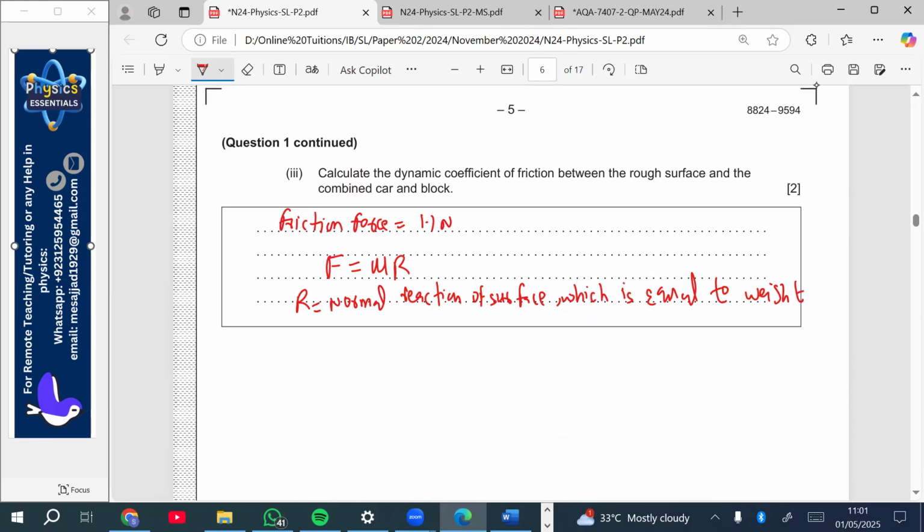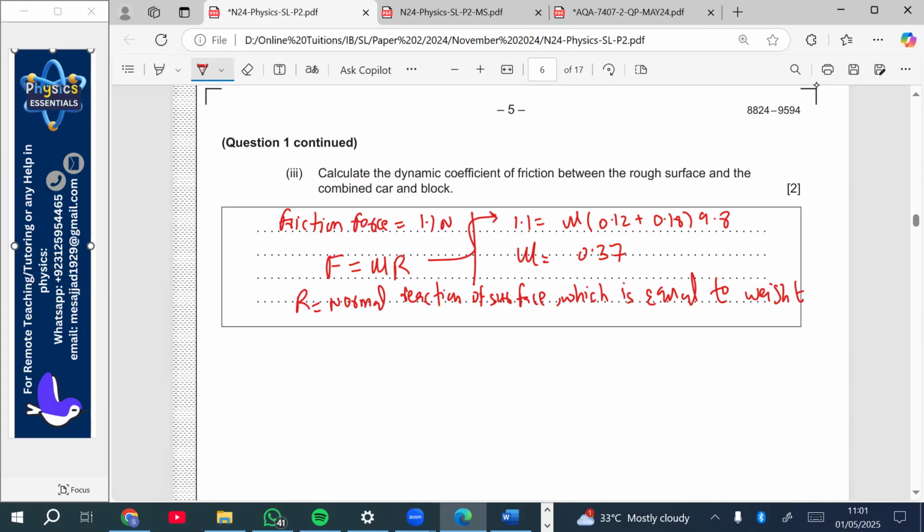And what is the weight? The weight is the box and the car together times 9.8. Okay, so you just did it, and finally you get the dynamic friction coefficient as 0.37.